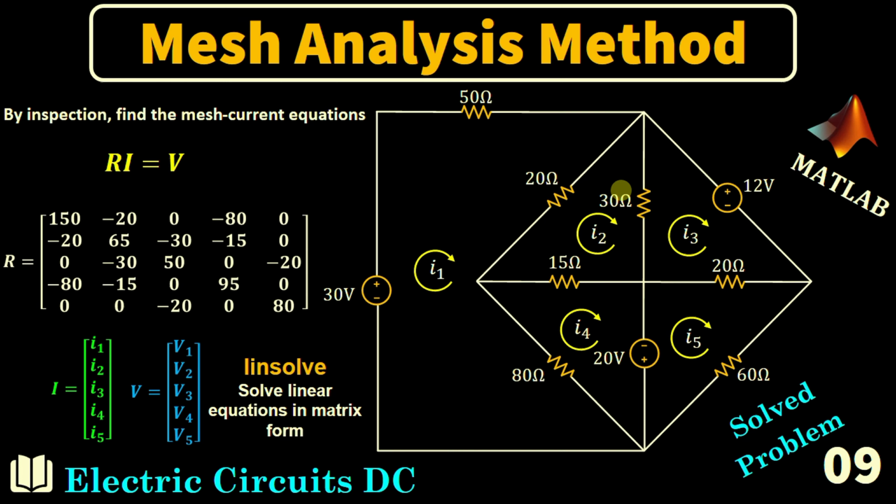Solve the problem number 9. In this video, we will see how we can derive by inspection the mesh current equations, and I will show you how you can solve that using MATLAB. Keep in mind this method is valid only when a resistive circuit contains only independent voltage sources.